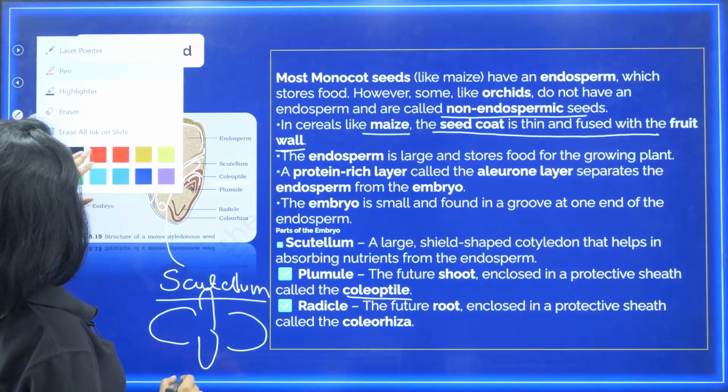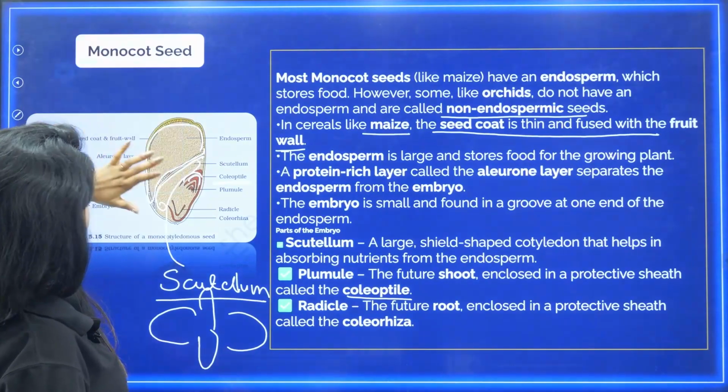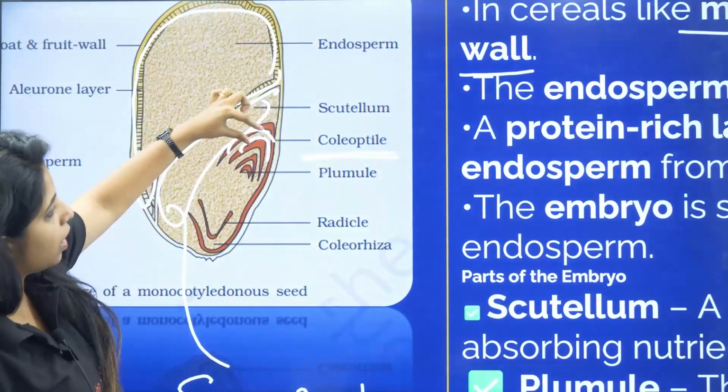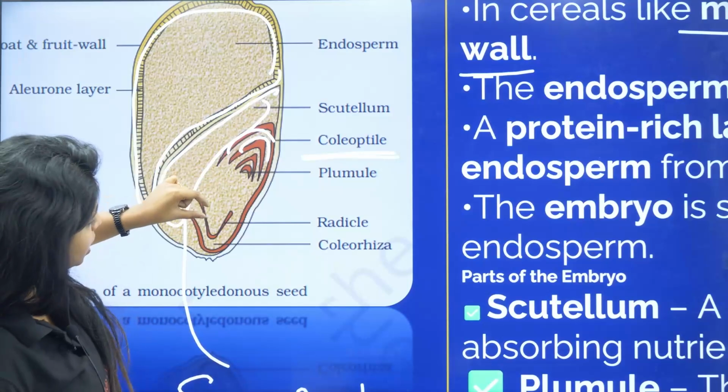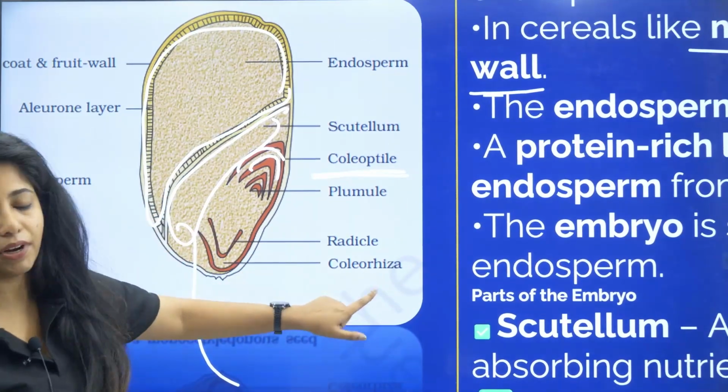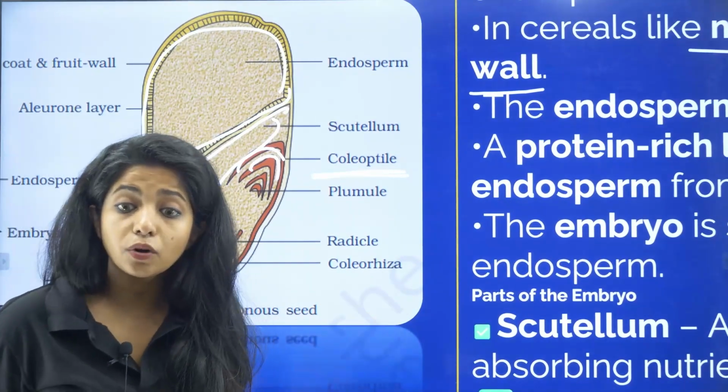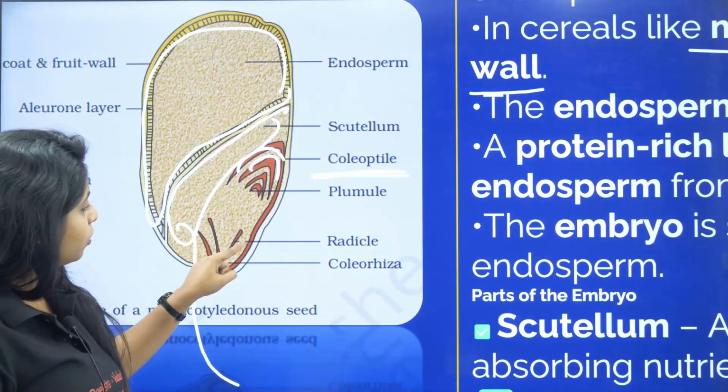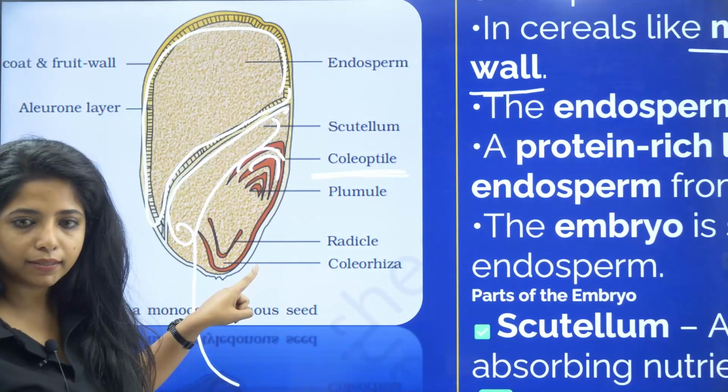I'll just zoom it in and show. Suppose this is the plumule. Above it, what do you have? You have coleoptile. Similarly, this is the radicle. Below it, what do you have? You have a protective layer which is known as coleorhiza. Ma'am, is there root cap? Root cap is also there. Below the radicle, you would be having a root cap as well.